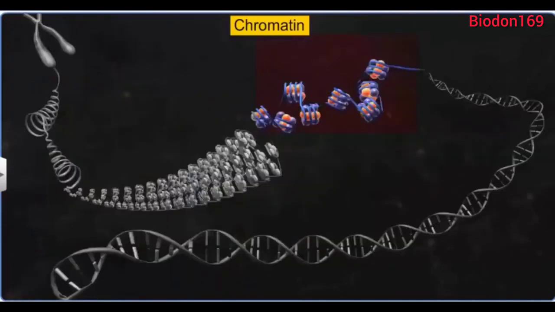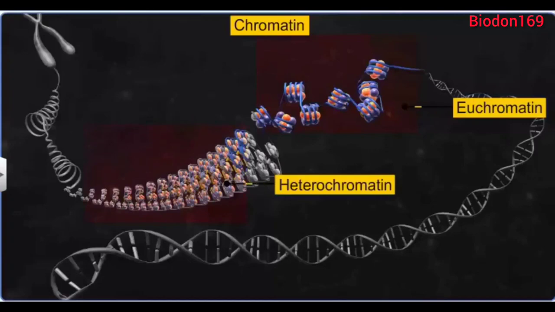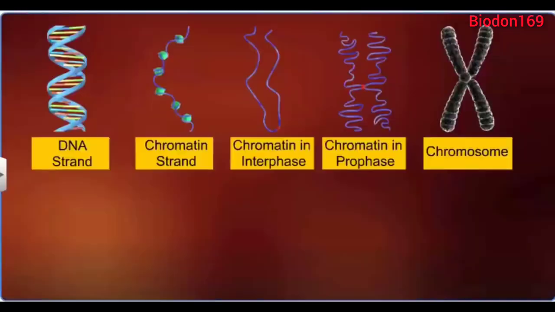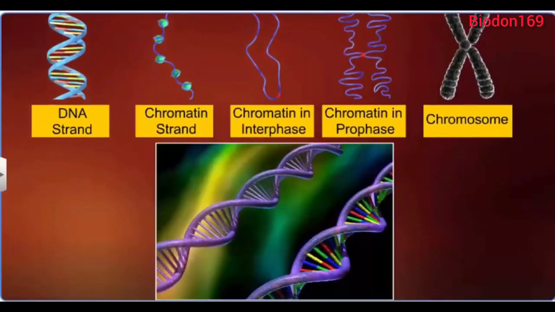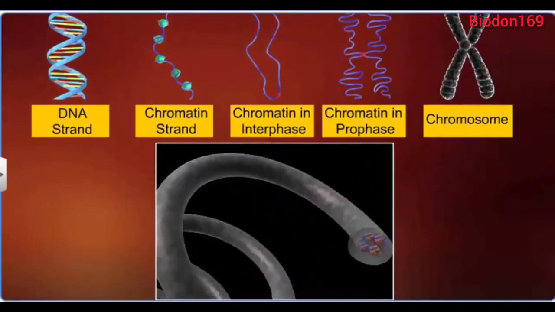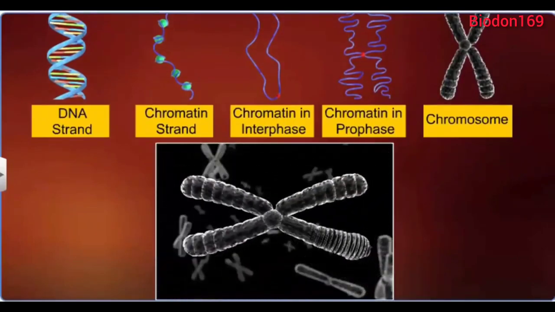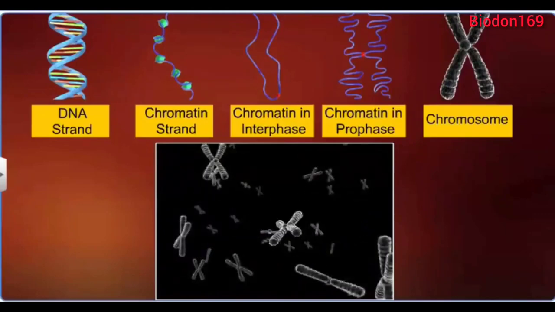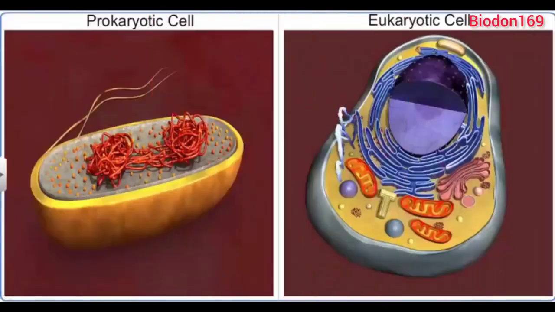Moreover, of the two types of chromatin fibers, euchromatin is transcriptionally active, while heterochromatin is inactive. These chromatin fibers coil further and condense to form short and thick bodies called chromosomes during the metaphase stage of cell division. In this way, a DNA double helix is packaged into a chromosome, which is further packaged within the nucleus.